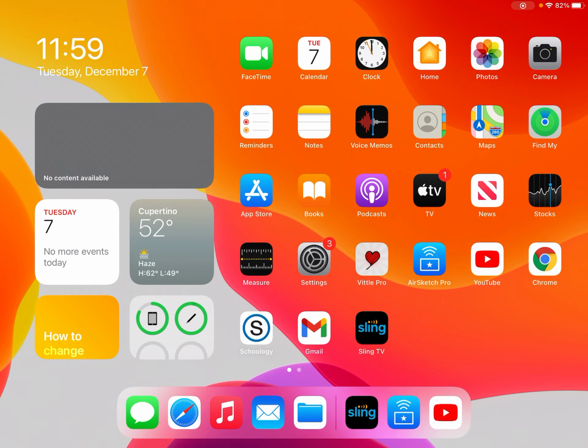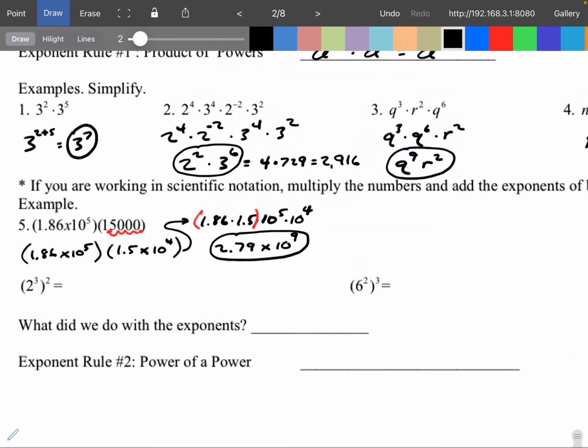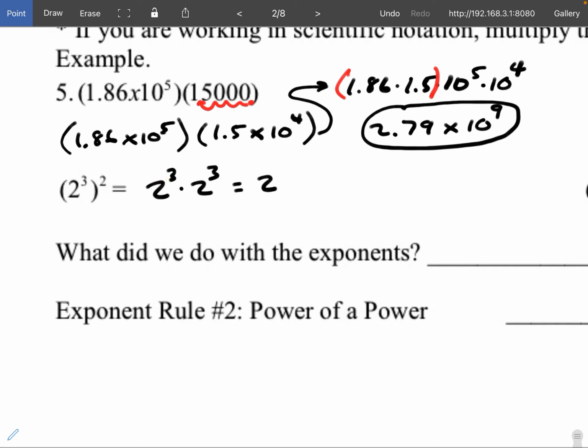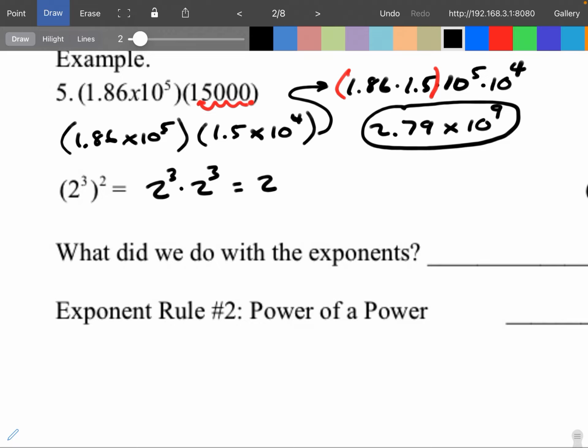So if you look at this example right here, it says 2 to the 3rd squared. Well, we know that when you square something, it means to multiply by itself, right? So that would actually be 2 to the third times 2 to the third. That would give us 2 to the what? Yeah, we have like bases there, right? We have a base of 2 and a base of 2. So we would just add these powers. 3 plus 3 is 6.